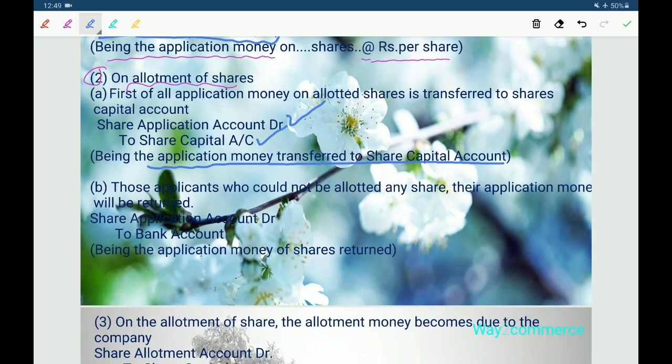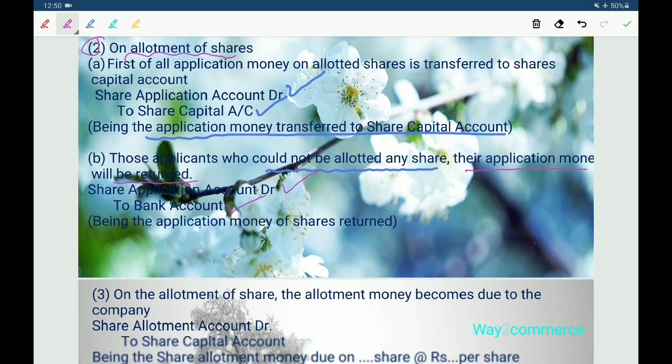Next, in case of those applicants who could not be allotted any share, their application money will be returned. So what is the entry? Just reverse the first journal entry. Share application account is debited to bank account. This is the journal entry at the time of returning the money. Narration: being the application money on shares returned.